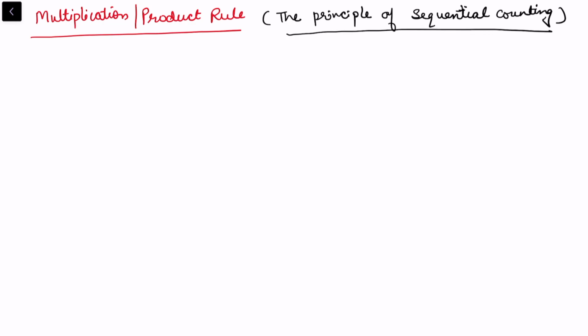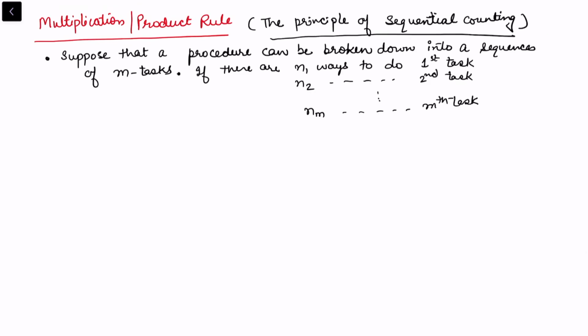Now we define multiplication, or the product rule, and this is the principle of sequential counting. Suppose a procedure can be broken down into a sequence of m tasks. Say there are n1 ways to do the first task, n2 to do the second task, and nm to do the mth task, then the total number of ways is the product, n1 into n2 followed by nm ways.